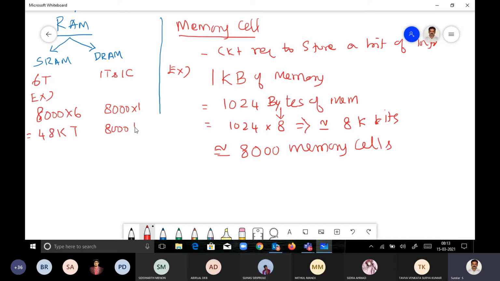Now let us compare only transistors. Don't bother about the capacitor, because a capacitor will not consume power. Only transistors will consume power. I hope you know the basics, right? Transistors usually we need to bias, so they will consume some power. So we are interested in comparing only transistors. For the same capacity, 1 kilobyte of memory, we need 48,000 transistors here and 8,000 transistors here.